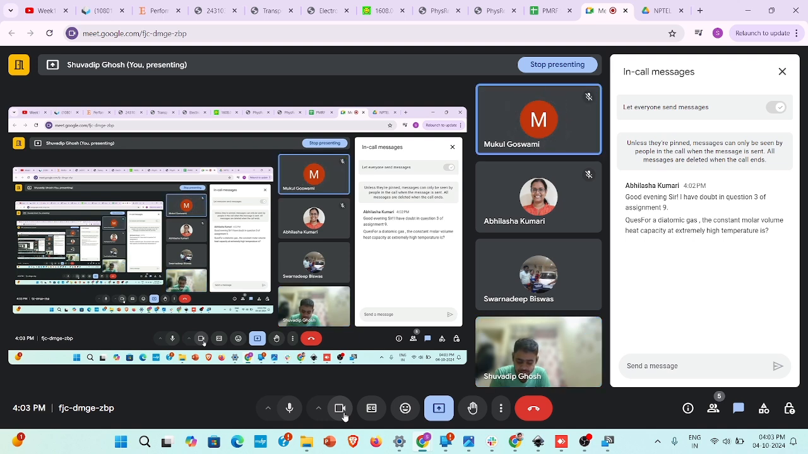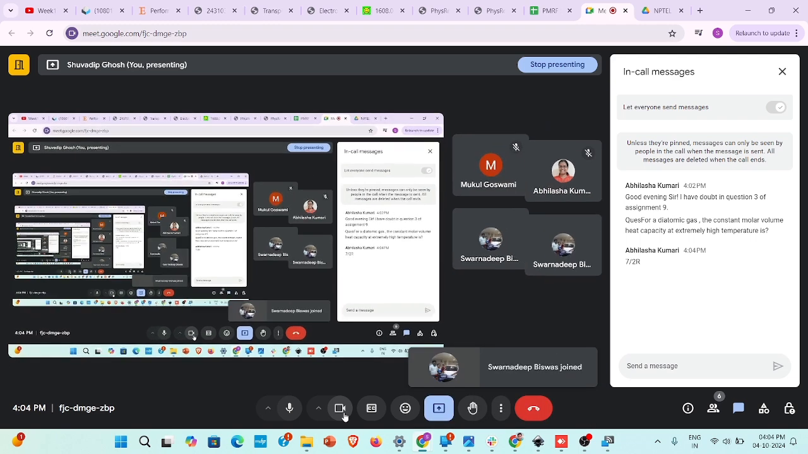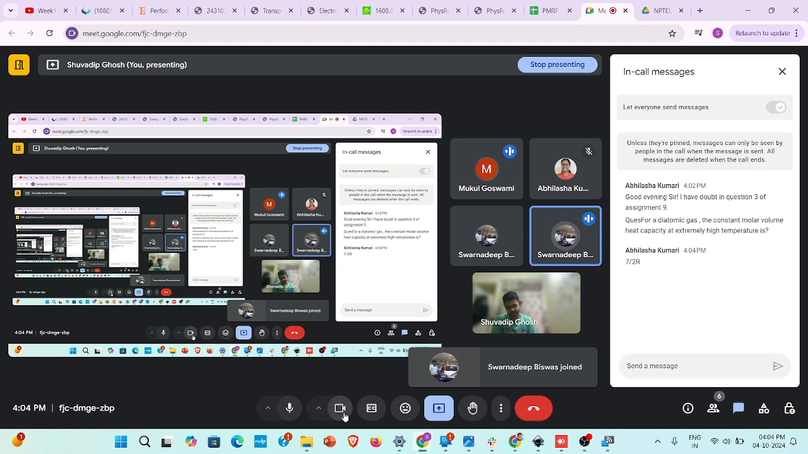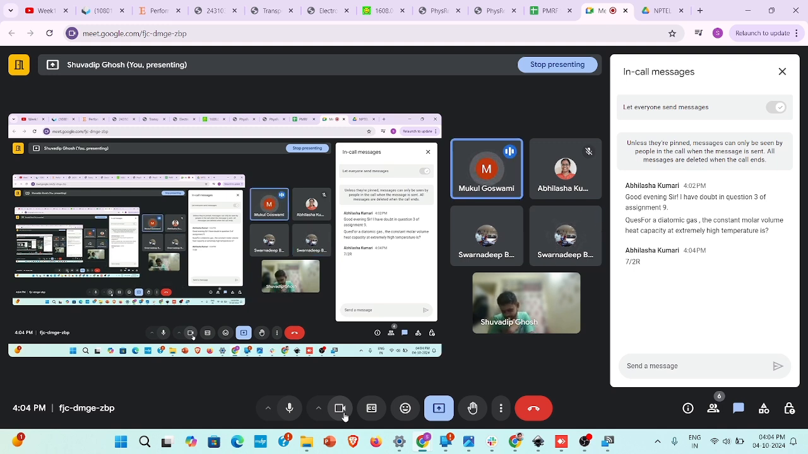7 by 2 R. Here it is given as 3R. So for diatomic gas, the constant molar volume heat capacity at extremely high temperature. So why is it 7 by 2 R? 3 plus 2, 5: 3 for translational, 2 for rotational. This is 5 by 2 R, and 1 vibrational full contribution, full R. The temperature is very high, and at that temperature, the atoms will be separated.